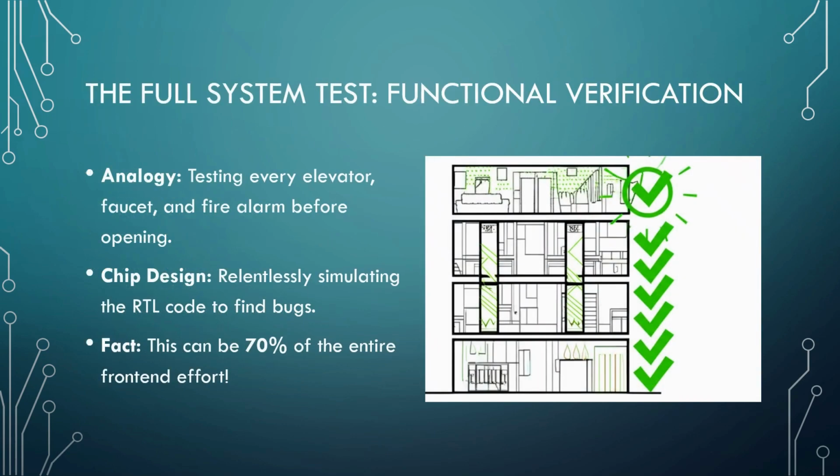Now for arguably the most important and time-consuming step, the full system test, functional verification. Before a skyscraper opens, we have to test each and every elevator, every vent, and every fire alarm. Same goes for a chip. We relentlessly simulate RTL code to find and fix bugs before we build anything. This is so crucial that it can be 70% of the entire front-end effort.